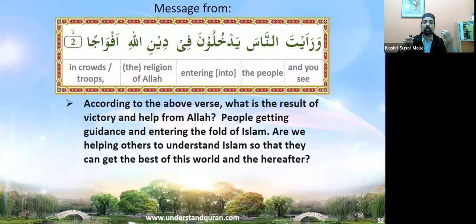So what is the result of a true victory and the true help of Allah? That is that everybody should get into the deen of Allah, get guidance, enter the fold of Islam, accept Allah as one, and follow his directions. So brothers and sisters, this is our responsibility. And are we doing it, helping others to understand Islam, bringing them to the fold of Islam, so that they get the best of this world and the best of the hereafter? And that is a true victory and true success. وَرَأَيْتَ النَّاسَ يَدْخُلُونَ فِي دِينِ اللَّهِ أَفْوَاجًا.